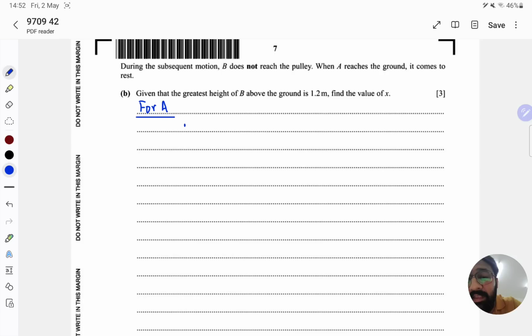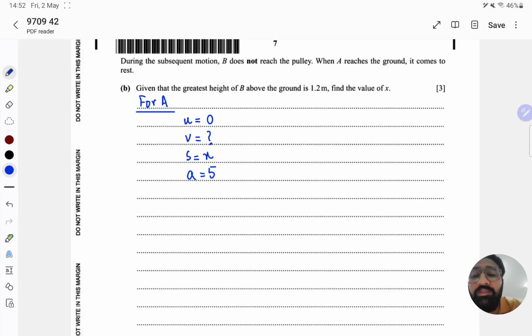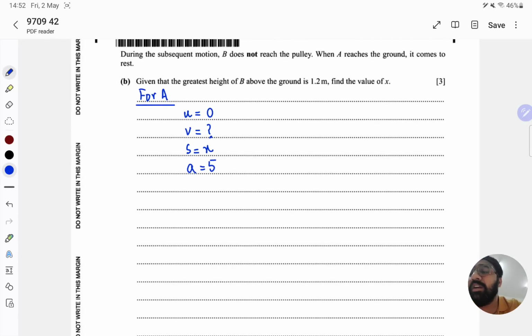For A, we know that object A is initially at rest. It is at 0, and object A is going to reach some speed when it is about to hit the floor. We are not aware of that, but the distance that object A is traveling is X, and the acceleration is 5. Let's figure out the unknown speed, because the speed with which object A is traveling will be the same speed at which object B is going to travel.